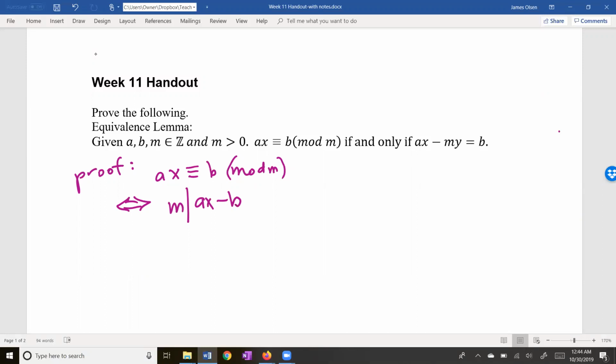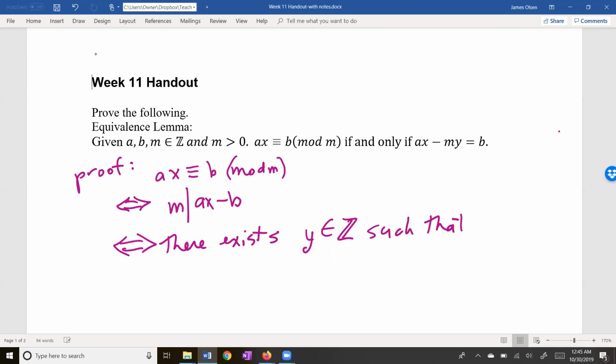What does divisibility mean? This means there exists an integer y in the integers such that M times y equals AX minus B.